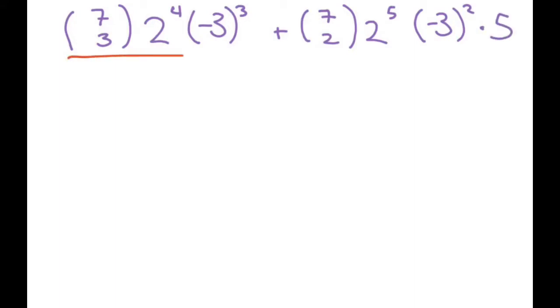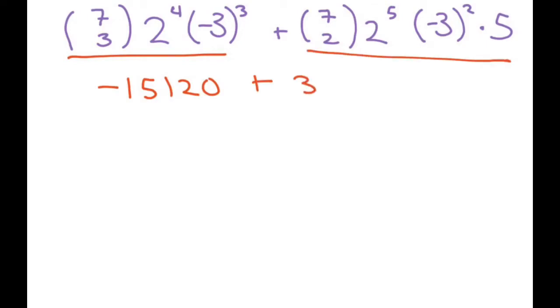Now when you multiply all this out, you get -15120 for this part. And this part, you get 30240. And unfortunately, I haven't done that yet, so let me do that. That's going to be negative 15120 plus 30240, and that gives you 15120. Just a doubling of that.